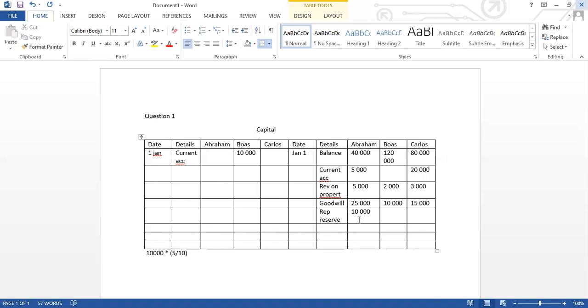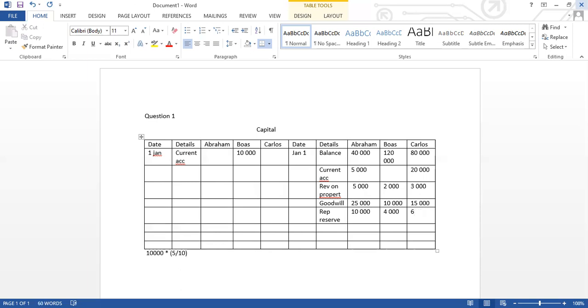How much will Boaz get? 20,000 multiplied by 2/10. 4,000. And then 6,000.